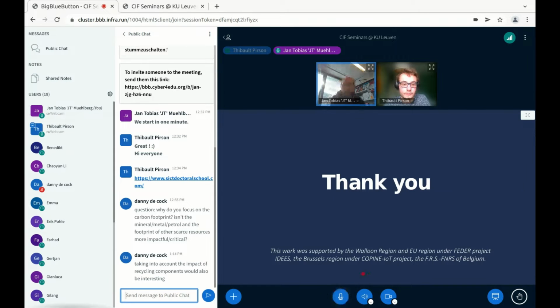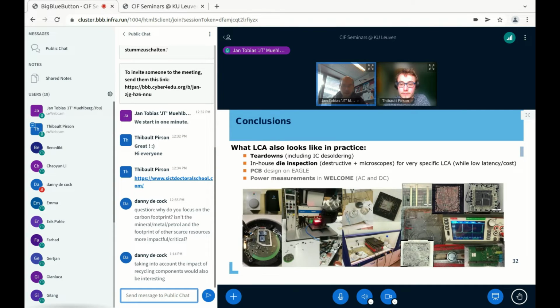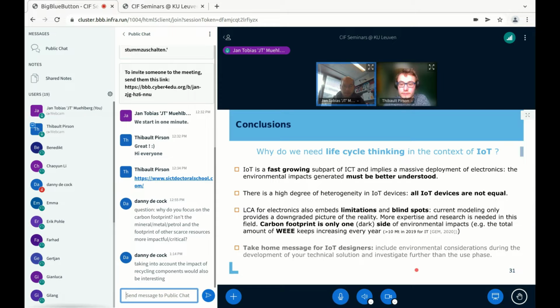On your last slide, you had this take-home message for IoT designers to consider environmental impacts and take them into account. Can you maybe say a little bit how difficult it was for you to do these assessments, and what exactly would you expect an IoT researcher or IoT developer to do, and how do you even start that if you're in a commercial setting or academic setting?